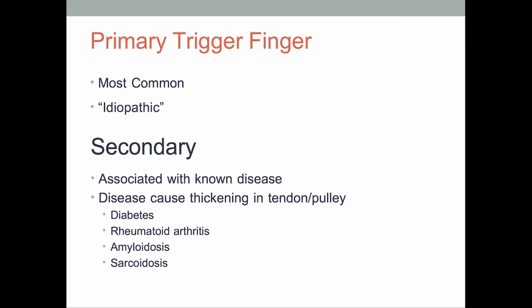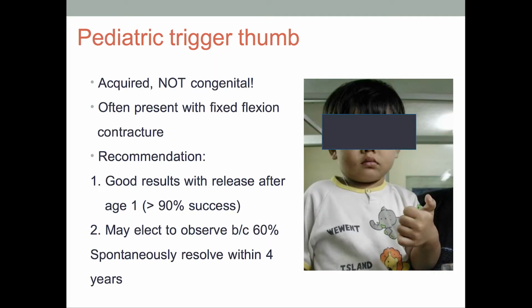Like I said, most trigger fingers are idiopathic, but there are also some secondary causes of trigger fingers. In clinic, if you see pediatrics, they could have something called congenital trigger thumb. It's not congenital, it's actually acquired. They will come with a flexed thumb, and what we usually recommend for that is, we give them the options. You could actually just watch it, and a lot of them will spontaneously resolve by about 4 years.